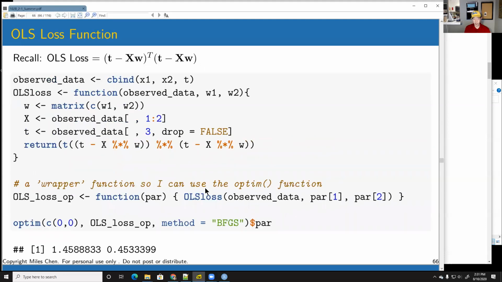Here I just want to demonstrate using Optim. So this function measures the ordinary least squares loss. It just calculates t minus xw, transpose, times t minus xw.